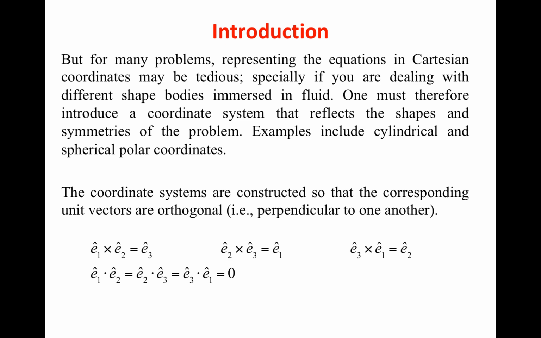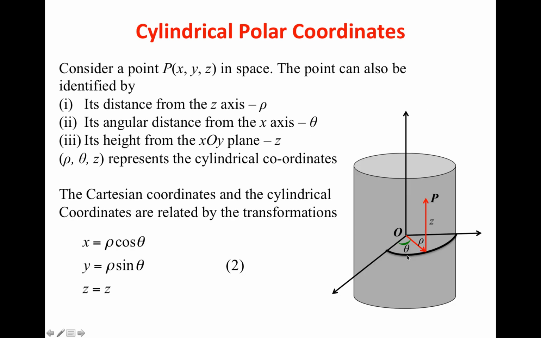These coordinate systems are constructed so that the corresponding unit vectors are orthogonal, that is perpendicular to one another. In terms of vector notation, this implies that the dot product between any two distinct unit vectors is 0, and if we take the cross product in cyclic order, it gives us the unit vector in the third, perpendicular direction. So, I have e1 cap cross e2 cap is equal to e3 cap, e2 cap cross e3 cap is equal to e1 cap, and similarly e3 cap cross e1 cap is equal to e2 cap.